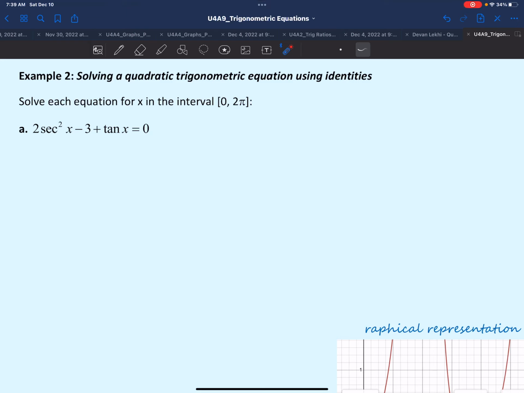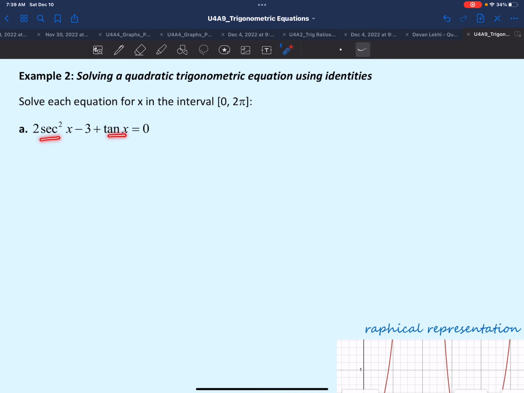Let's take a look at another trig equation, and this time we have 2 secant squared x minus 3 plus tan x equals 0. As you can see, this is a quadratic trig equation because the secant ratio is brought to the power of 2. So first, let's take care of the trigonometric ratios in the equation.